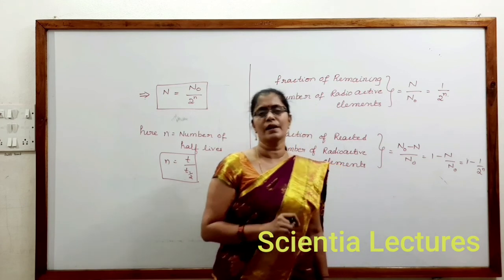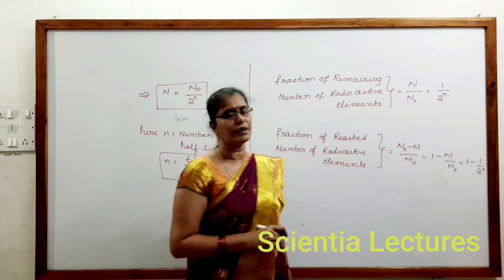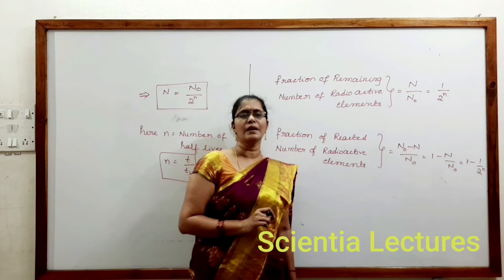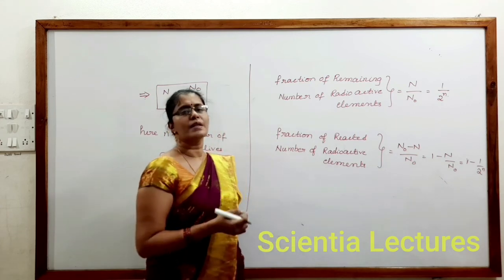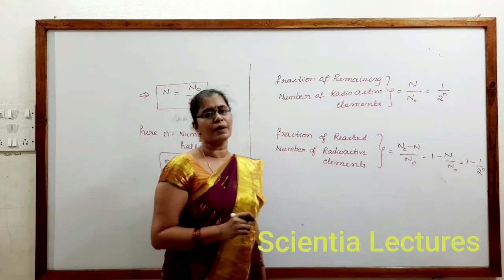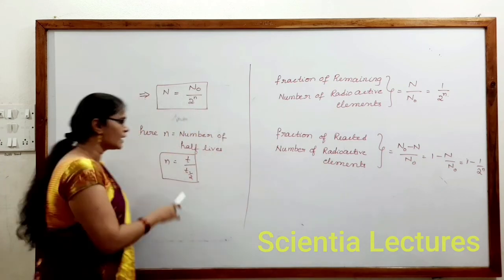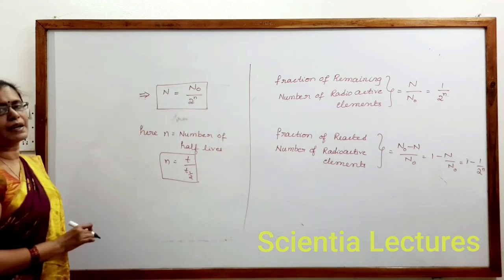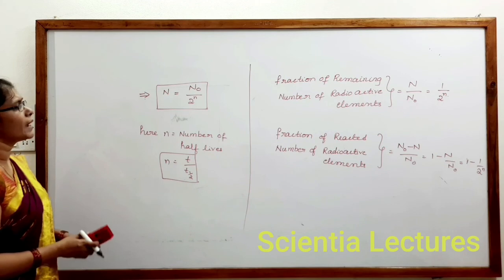What is small n here? Number of half-lives. How to find out? In the given time, whatever is the number of half-lives. So small n is equal to t by t half. We can write small n is equal to t by t half.